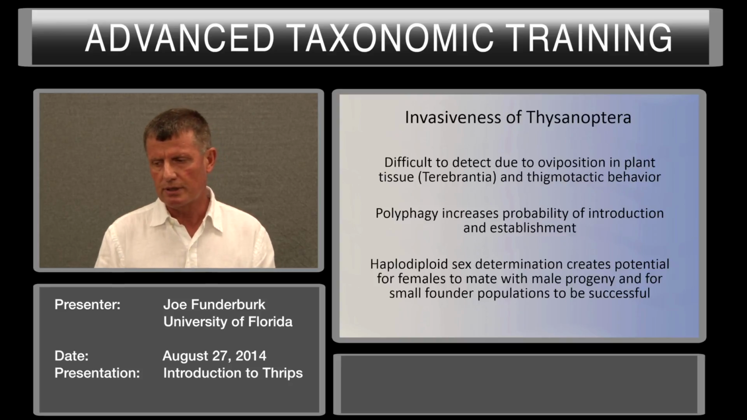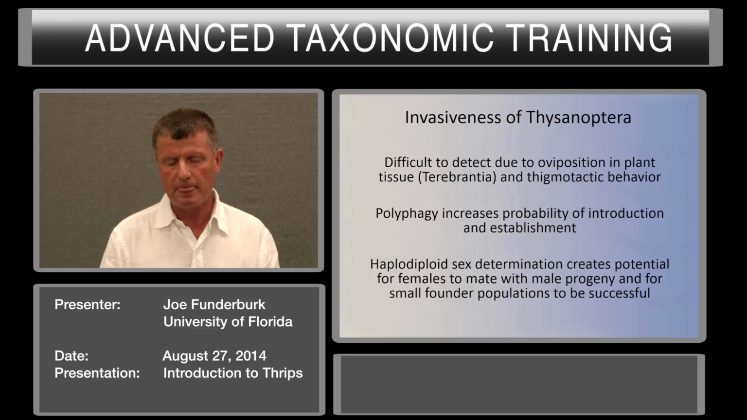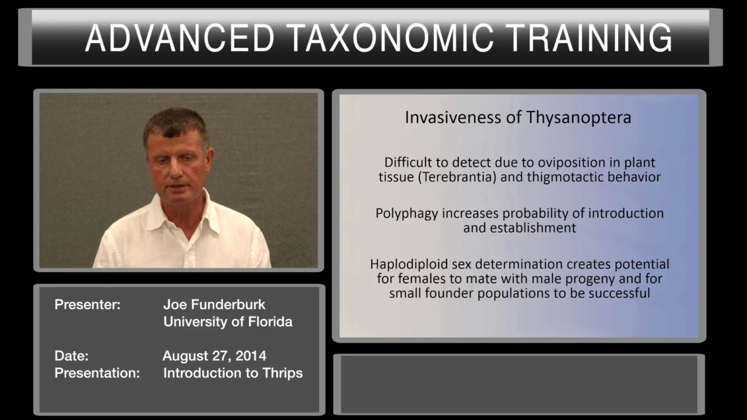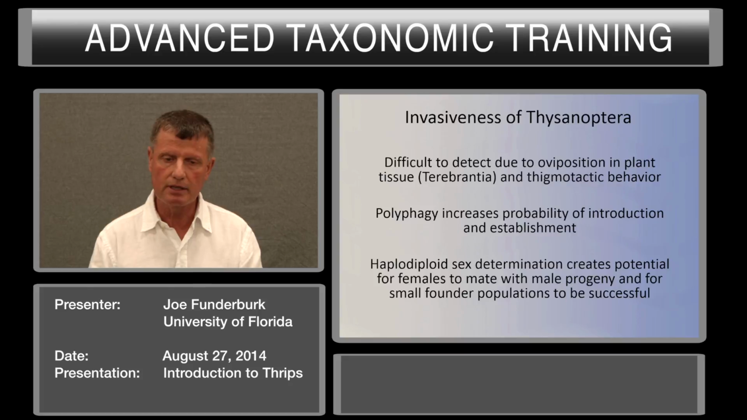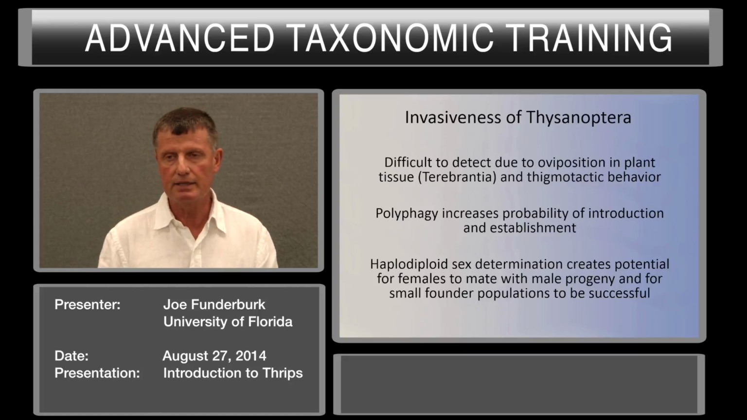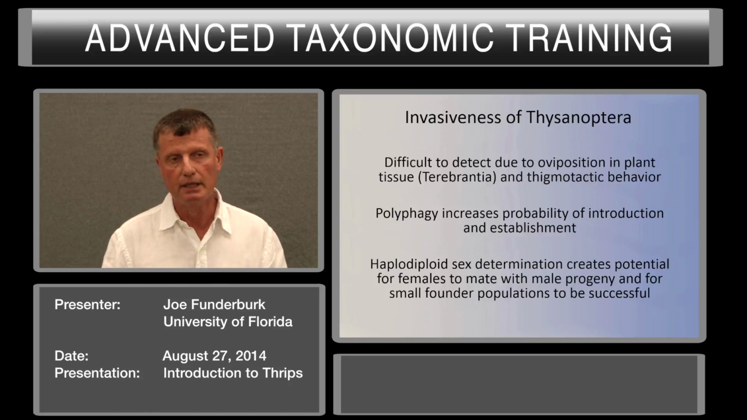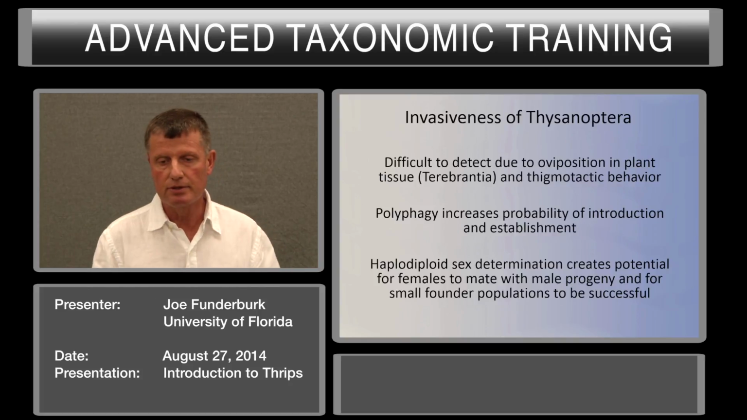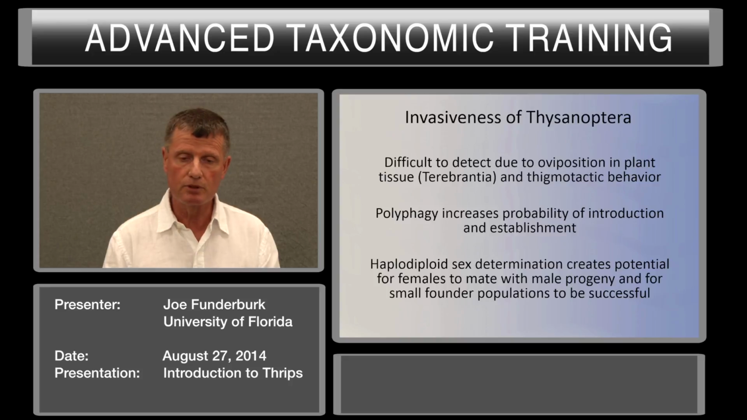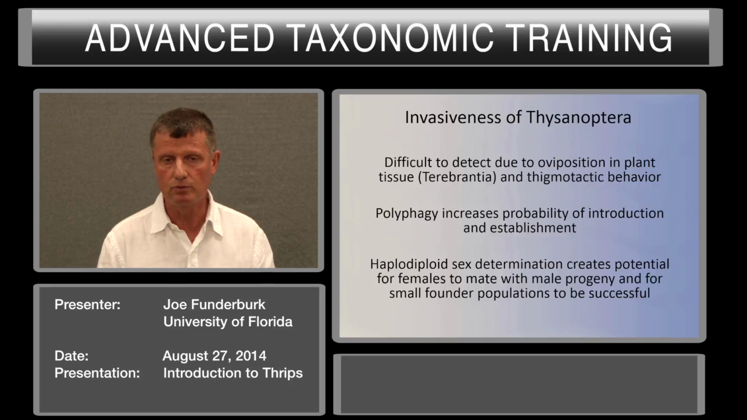Another aspect which enhances the invasiveness of thrips is this haploid-diploid sex determination. In the case of Western flower thrips, which are arrhenotokous, meaning that the unmated females produce male offspring, and the mated females produce female offspring. But a female that's introduced can mate with her own offspring and create a founder population in that way.